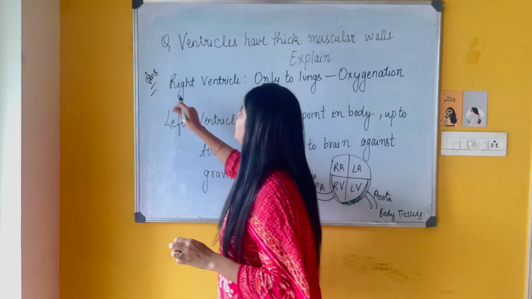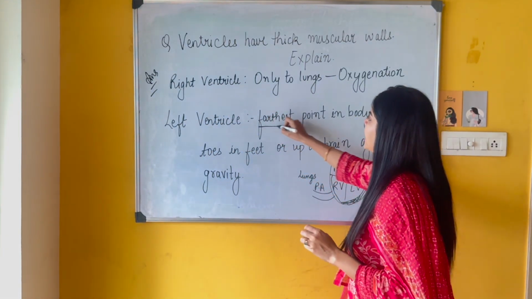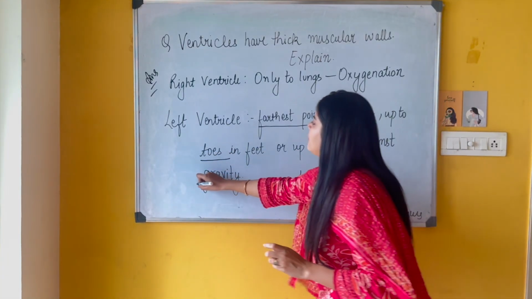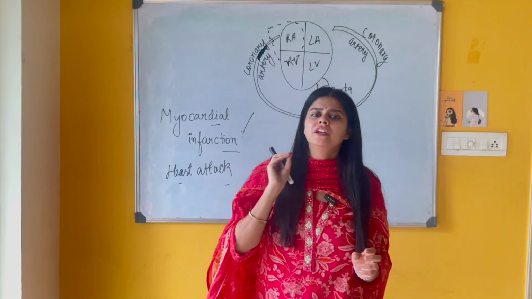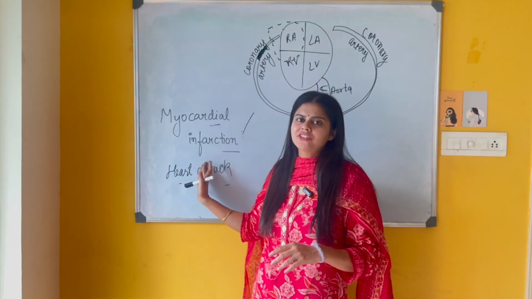In the answer, write about both the ventricles, right ventricle, left ventricle. Write all the keywords: farthest point, toe, brain, gravity. Write the complete answer.